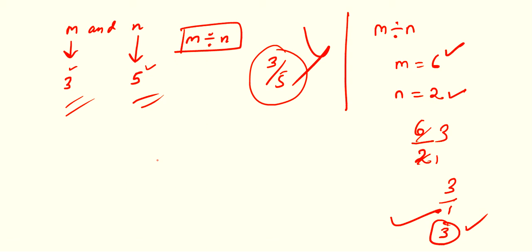Then second, if you divide any integer by itself, you will get the answer 1. If you have 11 and you divide 11 by 11, the answer is 1. That's why m divided by m, the answer is 1. This is the second property.